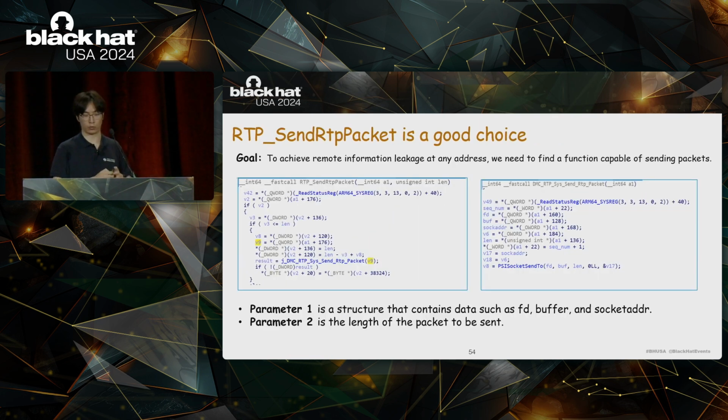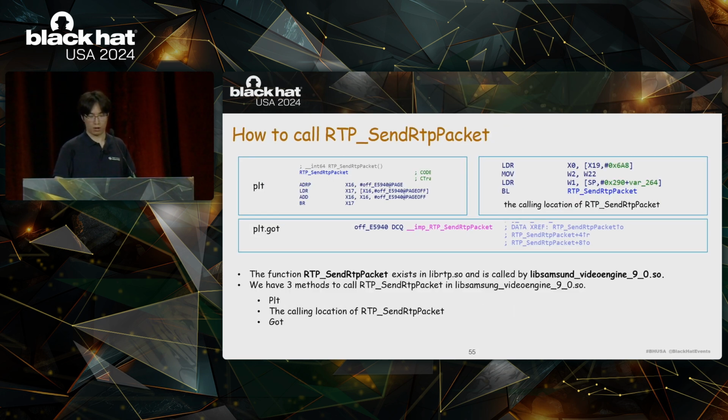It's clear to us that we can control the PC if we can make the PC jump to a remote packet sending function and control its parameters. We can achieve the goal of leaking any memory address. After some reverse engineering work, we found a function called send RTP packet in the librtp library. Since it is not in libsamsung video engine, we cannot call it directly. However, this function is called by libsamsung video engine, so we can try to guess its PLT GOT table and calling location of this function in libsamsung video engine.